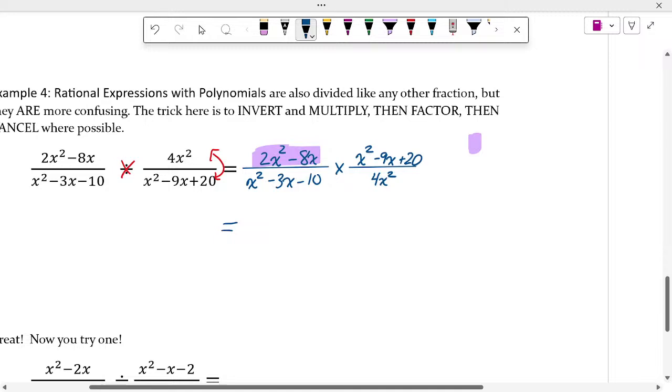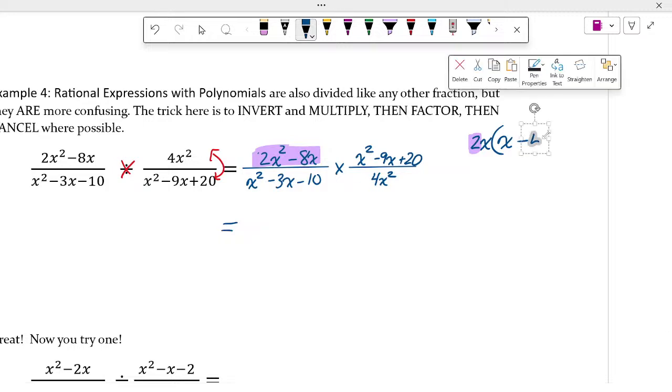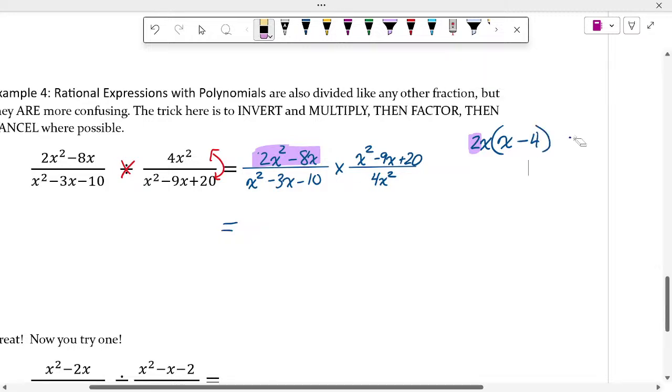What can both of those be divided by? 2. What else? Can both be divided by x. What's that leave in the first term? We took the 2 out. We took one of the x's out. What's left? x. Minus 8, but we divide it by 2, so we're left with 4, and we took the x out. So that's it. Awesome. That one was pretty easy. That is the top there. So we can write that as 2x times x minus 4.